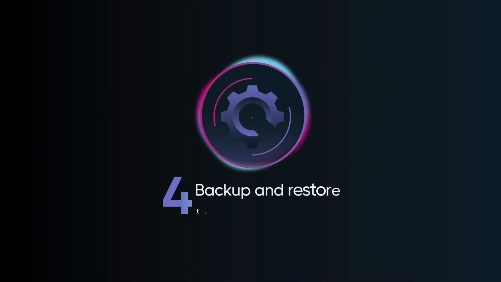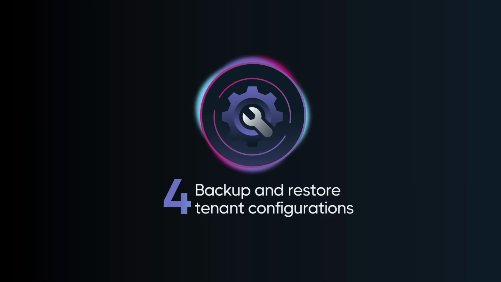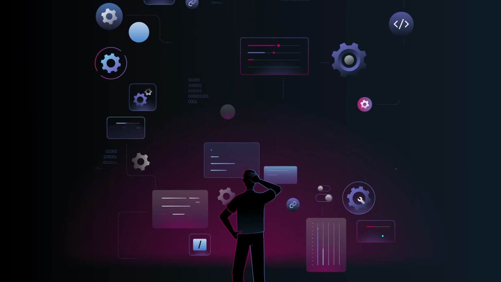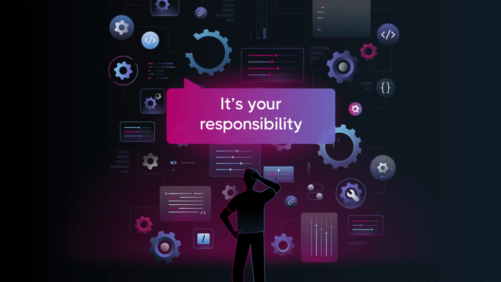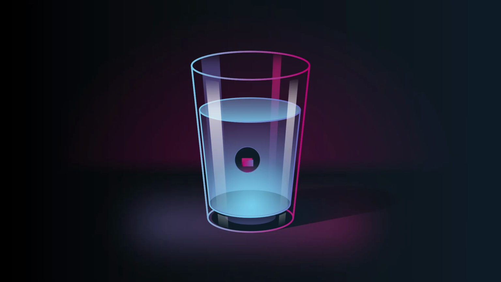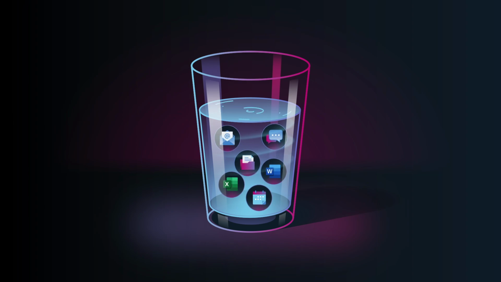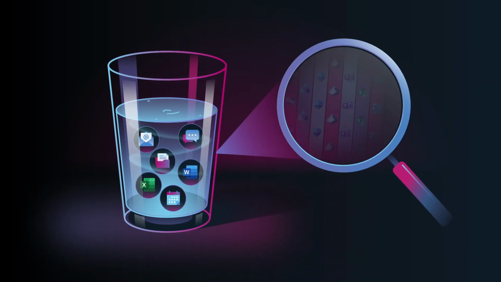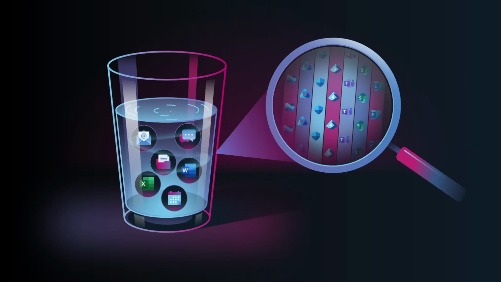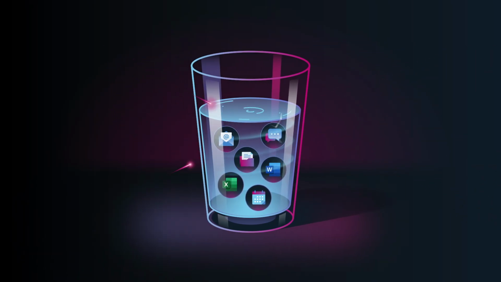Next, restore your tenant configurations after an incident. Microsoft won't restore your tenant configurations after an incident. That's up to you, and it's mission critical. Think of your Microsoft 365 tenant like a glass of water. The water is your data, and the glass is the tenant that holds that data and keeps it secure. And the integrity of that glass is made up of all of your tenant configurations. Both the water and the glass are targeted during cyber attacks.